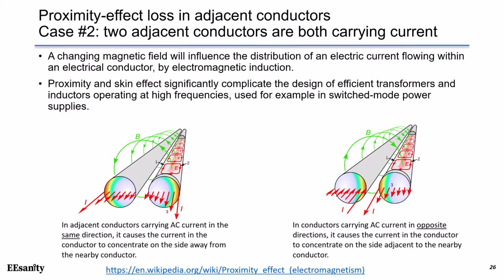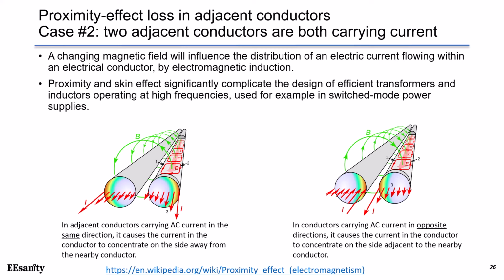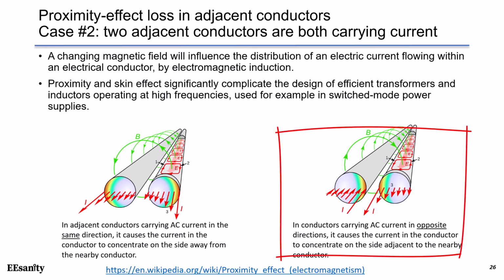The second case of proximity effects involves two adjacent conductors that are both carrying current. If the currents are in the same direction, the proximity effect causes the current to concentrate to the side away from the nearby conductor, as shown in this picture on the left. If the AC currents are in the opposite directions, the proximity effect causes the current to concentrate on the side adjacent to the nearby conductor.